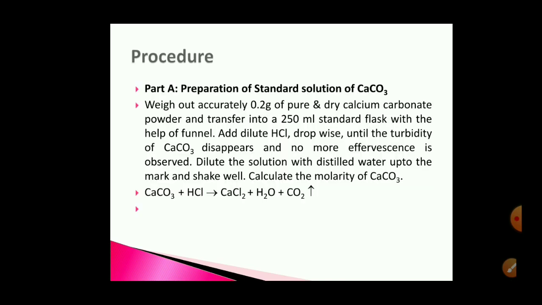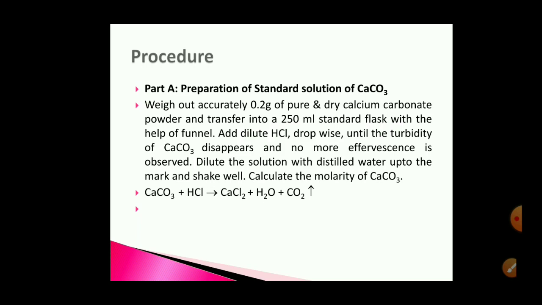Now, after understanding the theory part of the experiment, let us come to the procedure. The procedure has been divided into several parts and we will take them one by one. Part A is the preparation of standard solution of CaCO3. CaCO3 is not soluble in water and it will be prepared indirectly. So 0.2 or 0.3 gram of CaCO3 will be given to you, and that has to be transferred into a 250 ml standard flask with the help of the funnel.